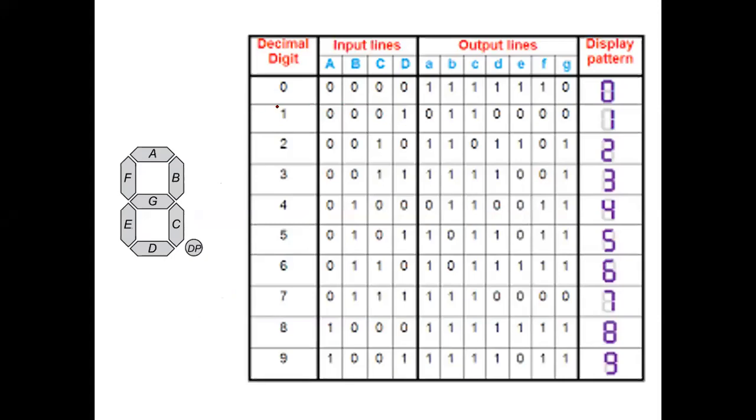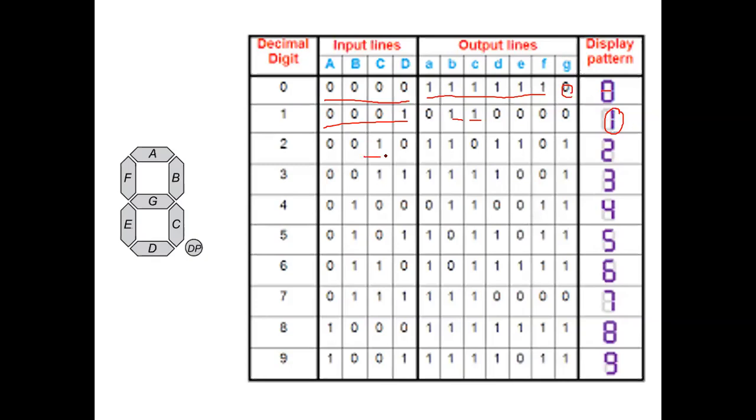Yes, we will discuss this. It is more clear. So it is all zeros here. For all 0, only this G is 0, and all the other segments I have to make 1. When the input is 1, I have to make B and C as 1. Which are B and C? These two are B and C. All others are 0 here.